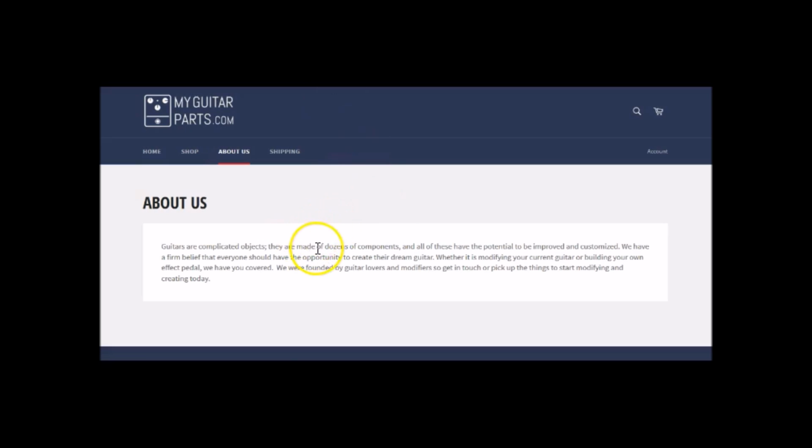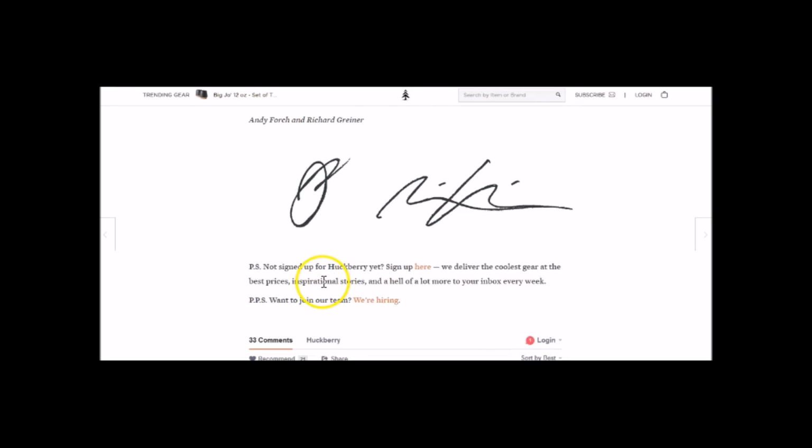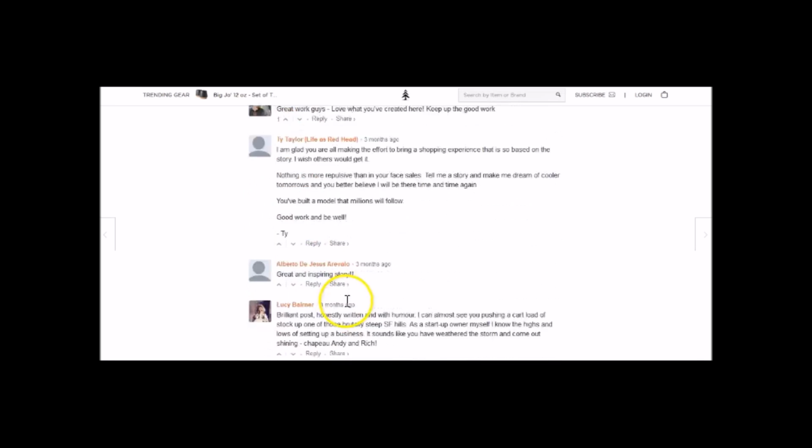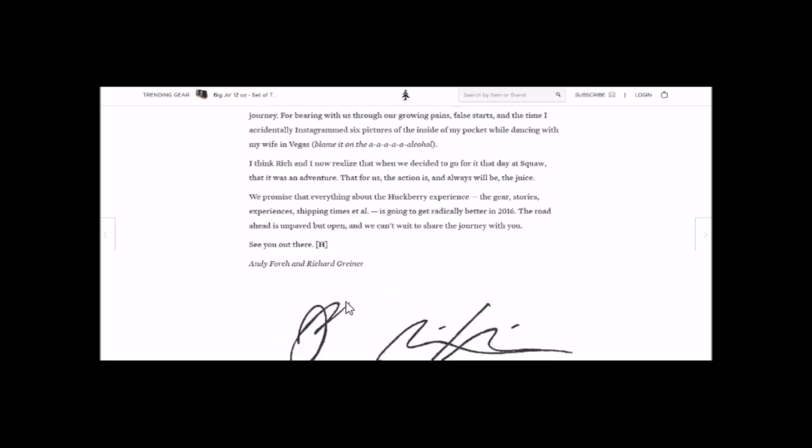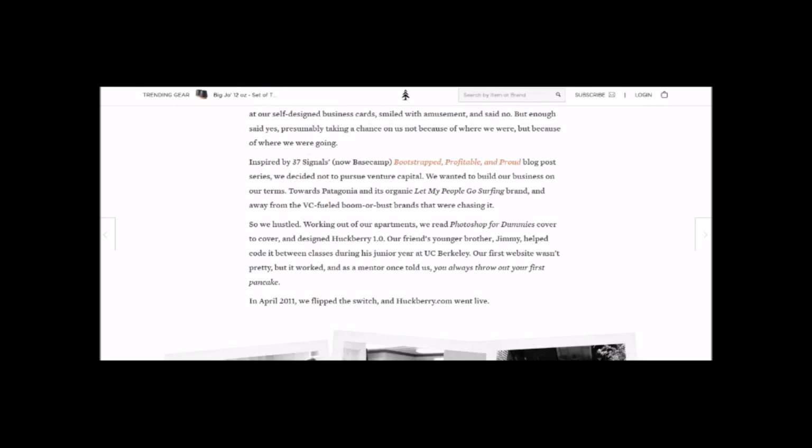No, nothing, right? Because it doesn't inspire me at all. It's five sentences about guitars. This has me wanting to support these guys. These guys left their jobs. These guys read Photoshop for Dummies, and they threw up the site, and I think that's awesome, right? And a lot of other people did too, and that's why they have all these comments about what they're doing, and that's why this is a good About Us page.